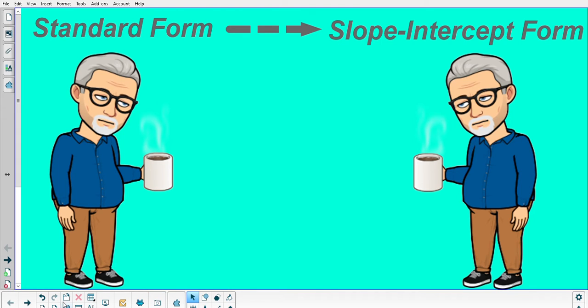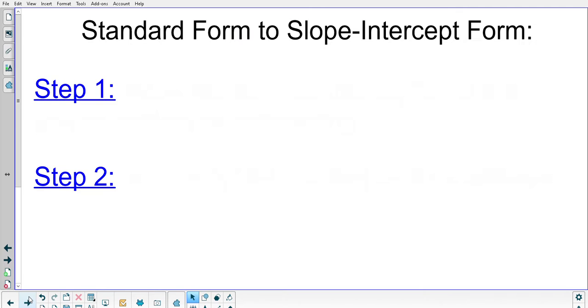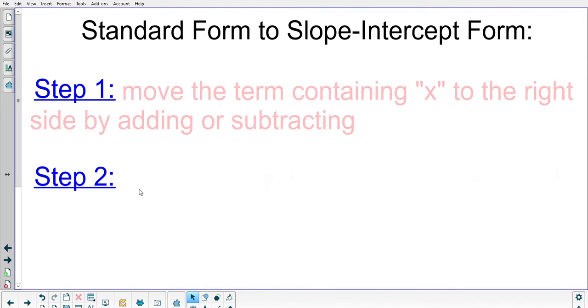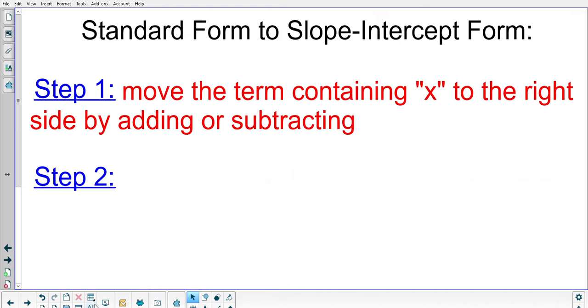Okay, today we're going to talk about how to change an equation from standard form into slope-intercept form. There's really only two steps to do this. The first step is going to be to move the term containing x to the right side of the equation by adding or subtracting. We'll add if it's a negative term, and we'll subtract if it's a positive term.